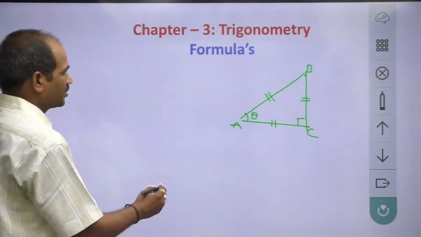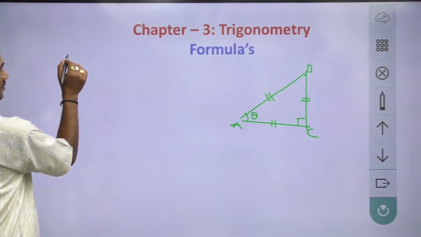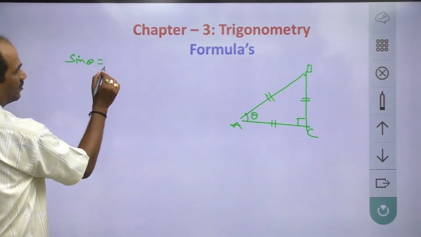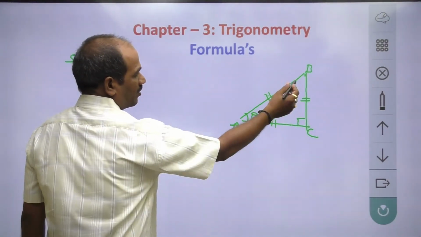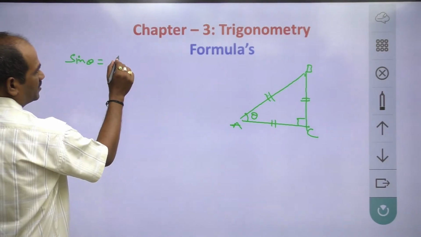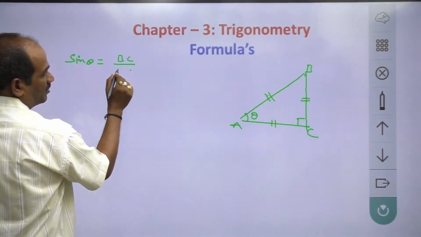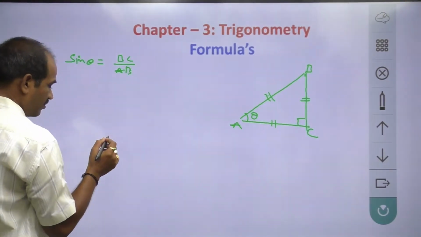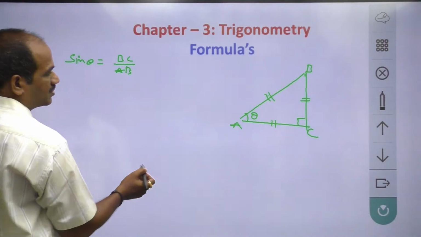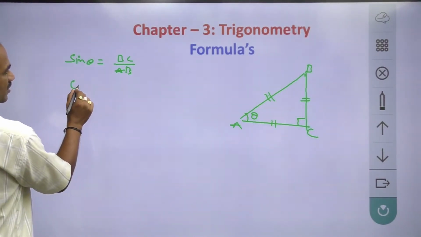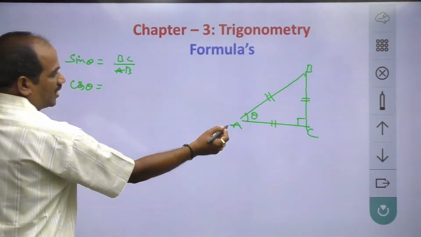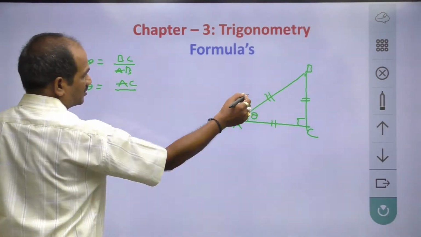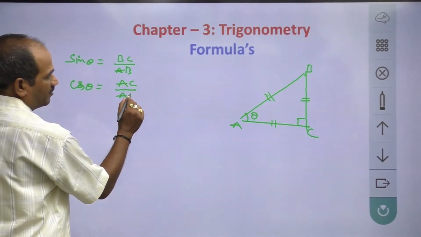In trigonometric ratios, first, sin theta is equal to opposite side by hypotenuse. Opposite side is BC, hypotenuse is AB, so sin theta is BC by AB. Next, cos theta is equal to adjacent side AC by hypotenuse AB.